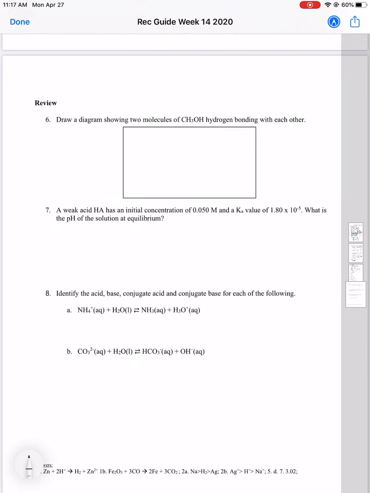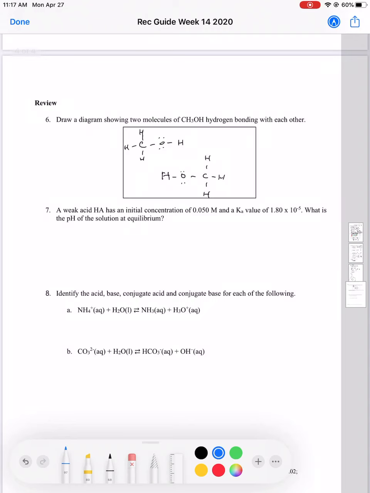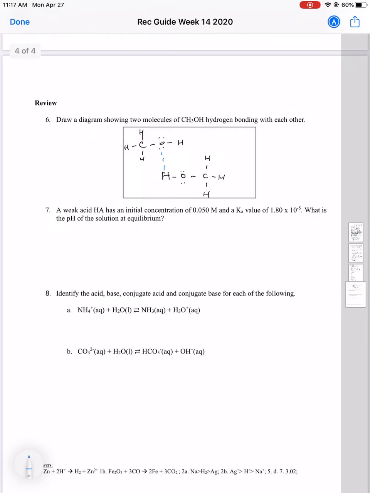Okay, now on to some review. Draw a diagram showing 2 molecules of CH3OH hydrogen bonding with each other. So we'll want to draw our CH3OH first. Here's our 4 on hydrogen. Make sure you have 2 lone pairs on the oxygen. So there's our 2 molecules, CH3OH. So there's one of our hydrogen bonds, and we could also make a hydrogen bond there if we wanted to. So those are our 2 hydrogen bonds.